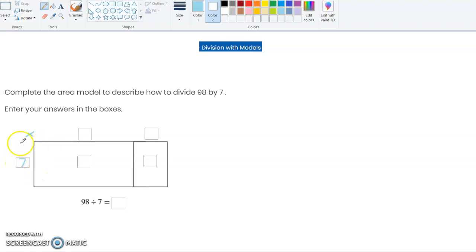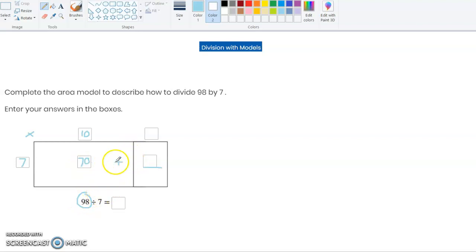Now I'm trying to think of 7 times what number is pretty close to 90, but that is also maybe a multiple of 10. So let's just try 10. Okay, now I need to know what is 10 times 7. That equals 70. Now I need to have this number plus this number add up to 98. So 70 plus what number equals 98?